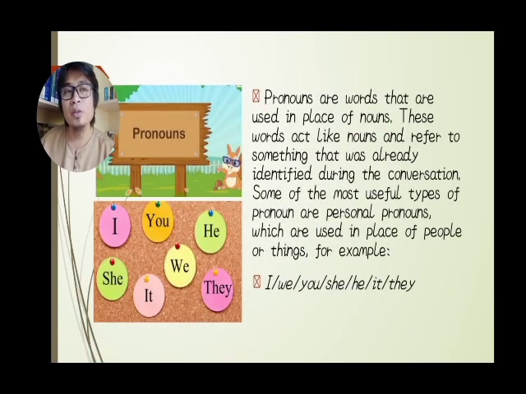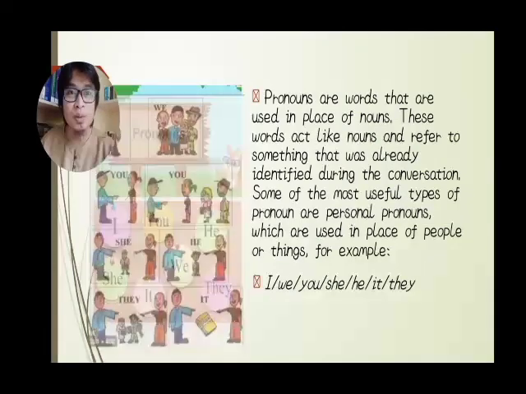Pronouns. What are pronouns? These are words that are used in place of nouns. These words act like nouns and refer to something that was already identified during the conversation. Some of the most useful types of pronoun are personal pronouns. So we have I, you, she, it, we, he, they. They are all pronouns. So when to use?